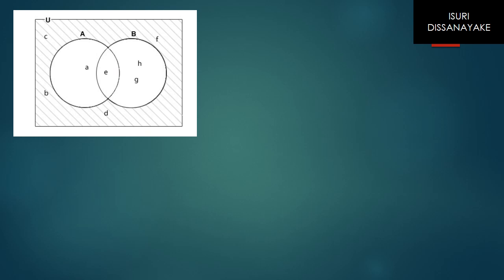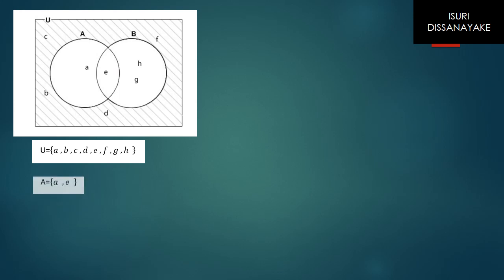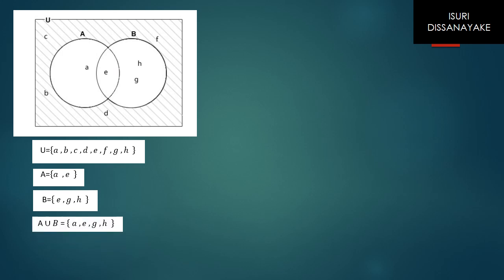This is another example. The elements of the universal set are A, B, C, D, E, F, G, H. The elements of set A are A and E. The elements of set B are E, G, H. When I draw this into the Venn diagram, you can see E is the common element. I have written it in the common region. A is to the left of the diagram, and H and G to the right of the diagram. And A union B, as we learnt before, union means all the elements of A or B, that is A, E, G, H.